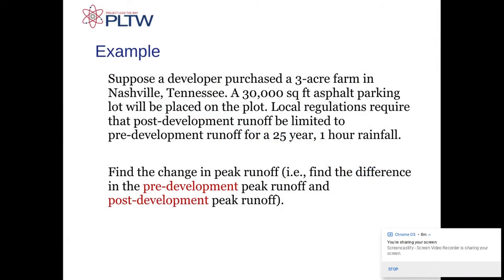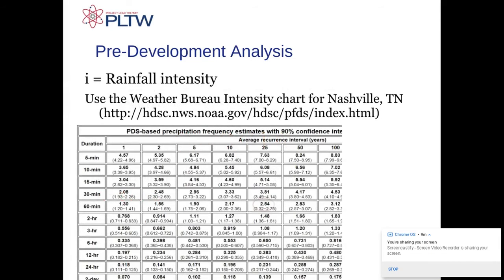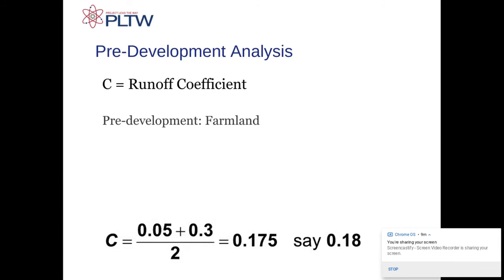So there's an example here. We're going to actually go through a set of calculations like this, but the whole idea is that you look at the pre-development conditions. You have a 3-acre site. It's originally a farm, and then you want to put on a 30,000 square foot asphalt parking lot. You want to reduce or limit the amount of runoff, and your design storm is a 25-year 1-hour rainfall. So the whole point is that you do a pre-development analysis, and I'm just going to run through this kind of quickly.